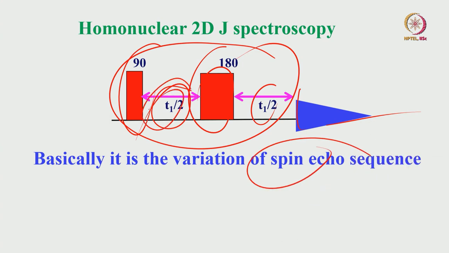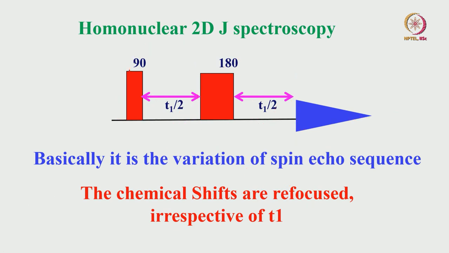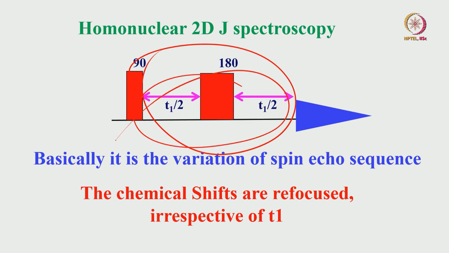Here, instead of the spin echo where we fix the t1 constant, here we can vary it. The chemical shifts are refocused here, like what we discussed in the spin echo sequence. We always said homonuclear spin echo refocuses chemical shifts, but couplings evolve. Here also, irrespective of whatever t1 delay value you use, the chemical shifts are always refocused.